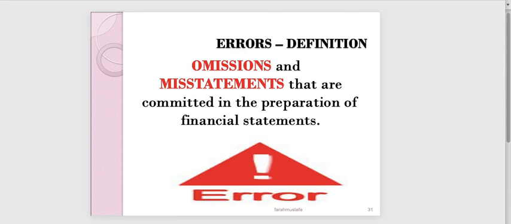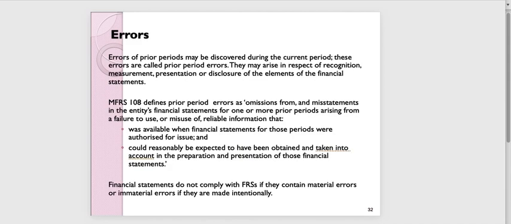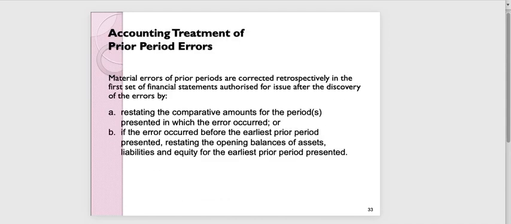Any figures that you have miscalculated is also considered as an error. So this previous year error, like I explained just now, can be identified in the current year. So what do you do with the errors? If the error is material, material errors of prior periods are corrected retrospectively.